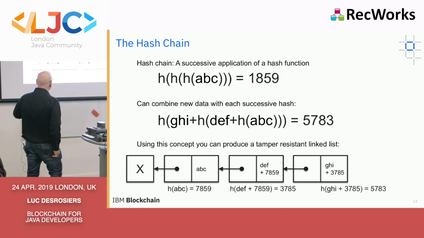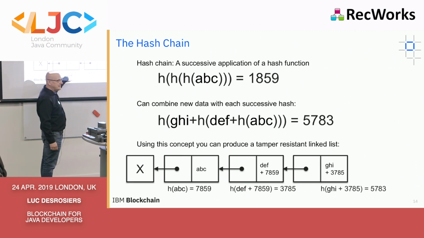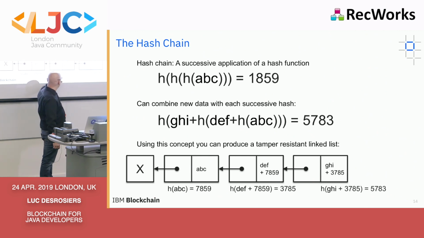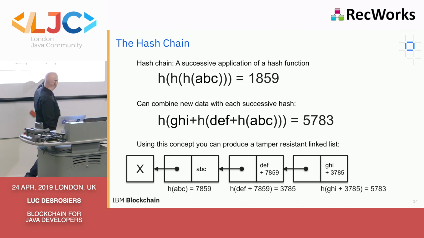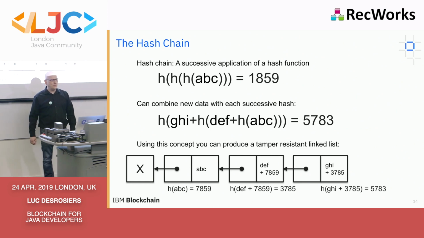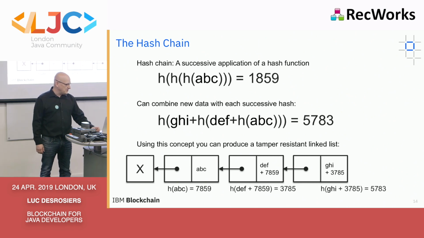So I can start by taking a value, ABC, and calculating the hash, 7859. I can then add that 7859 to another value, DEF, and calculate a new value, 3785. And I can take that value, add it to GHI plus 3785, and I get 5783. That's essentially the foundation of blockchain.